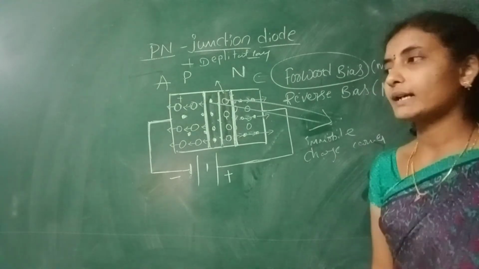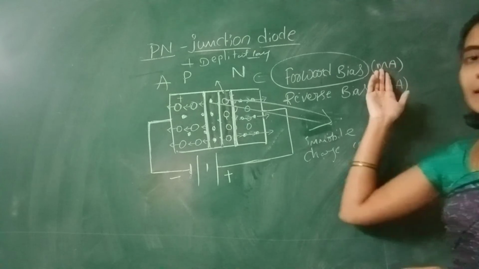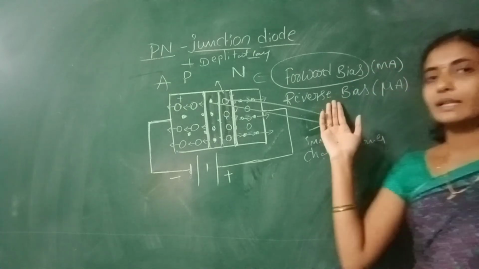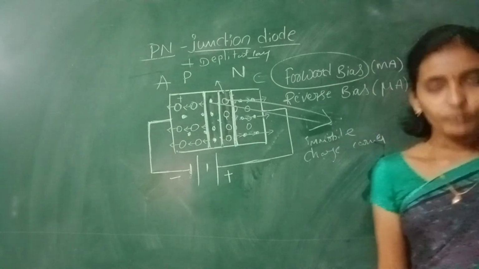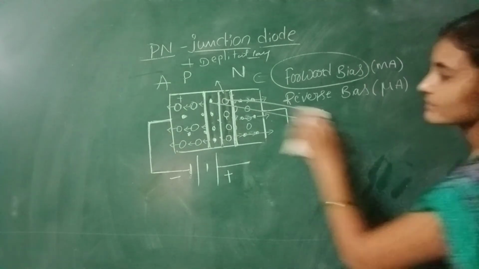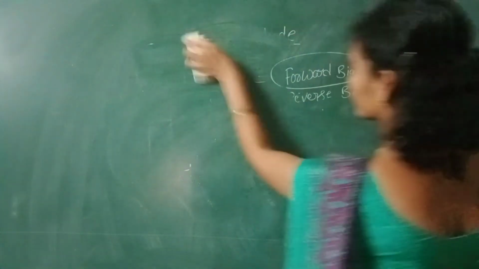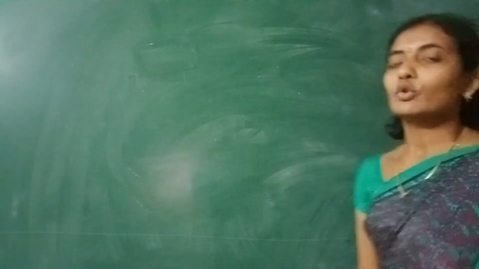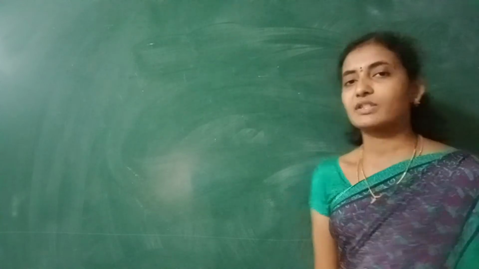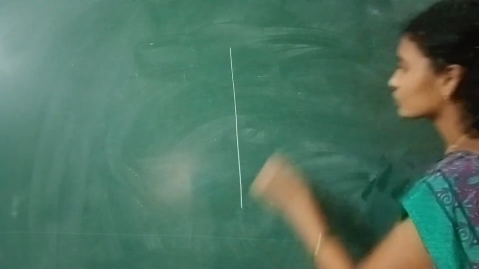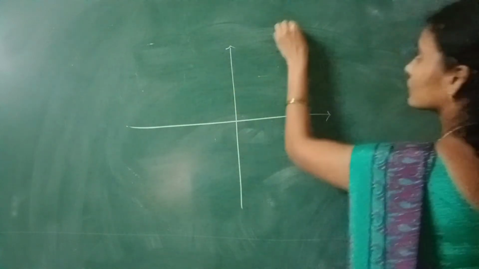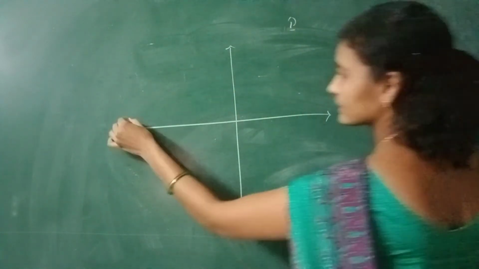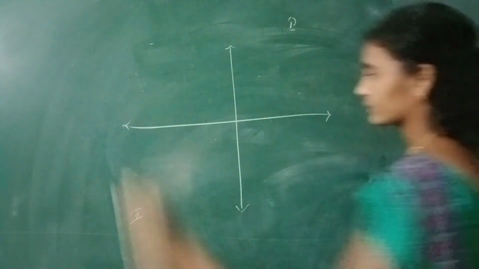The forward bias current is measured in milliamperes and the reverse bias current is measured in microamperes. Now we can go for the characteristics of the PN junction diode. To explain the characteristics of the PN junction diode, I am using two coordinates. This is one coordinate and this is the other coordinate.